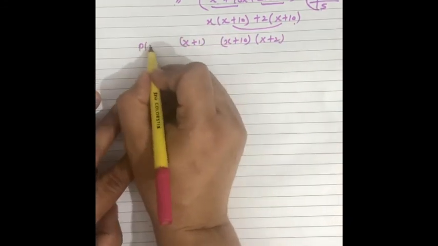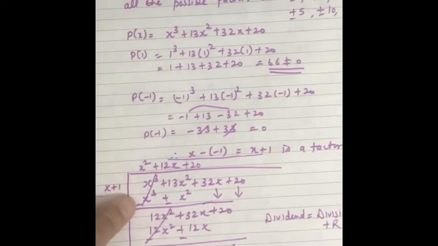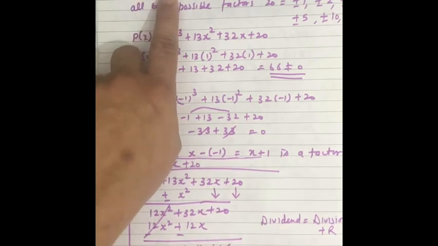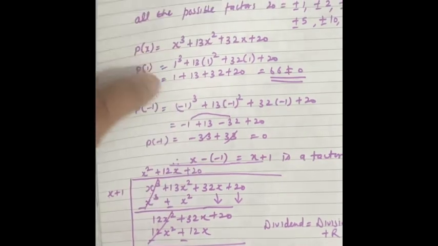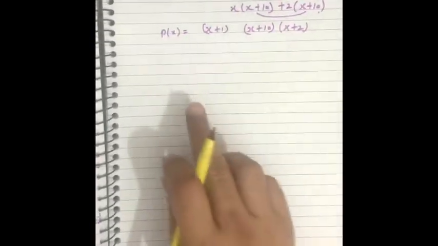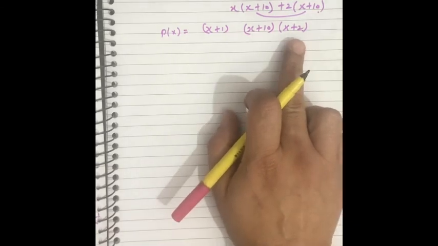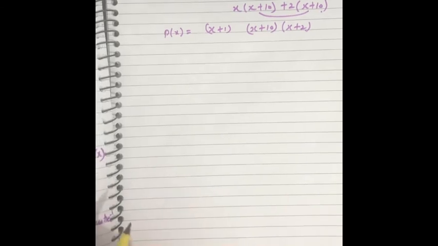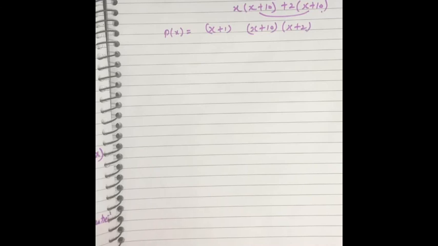So factorization of this cubic polynomial, x cube plus 13x square plus 32x plus 20: the three factors of this cubic polynomial are x plus 1, x plus 10 and x plus 2. Two parts I have explained to you. First and third part I explained to you, and second and fourth will be your homework. I hope I am clear.